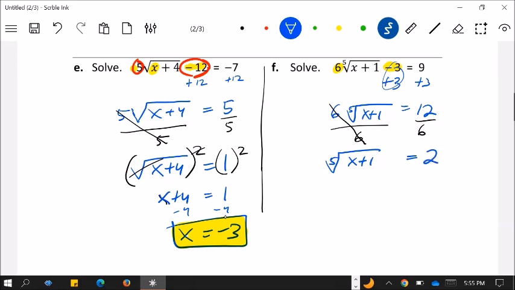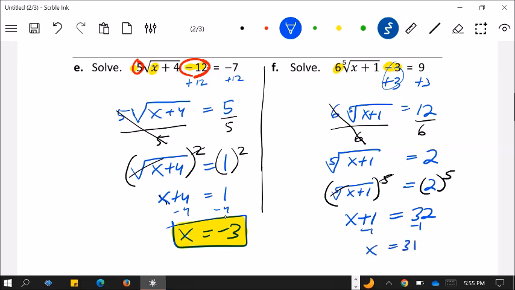So now at this point, I'm going to rewrite that just to make it more clear what it is I'm doing on both sides. I'm going to do the fifth root now because it matches the index, and that means all of that cancels here. And I have x plus 1. 2 times 2 times 2 times 2 times 2 is 32. X equals 31.